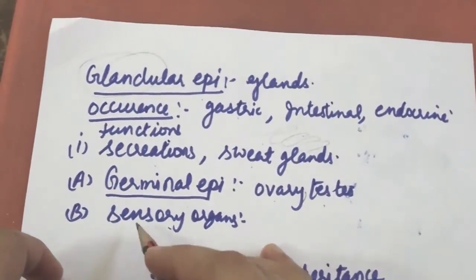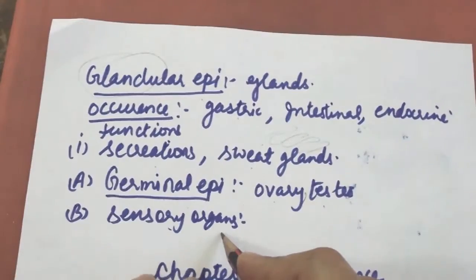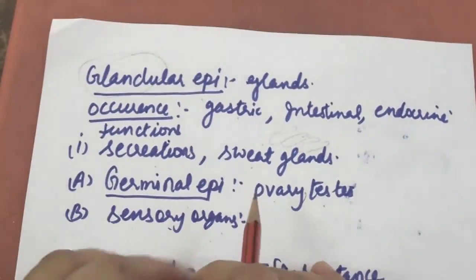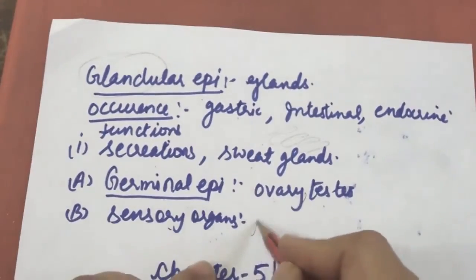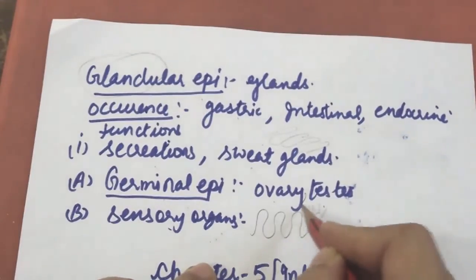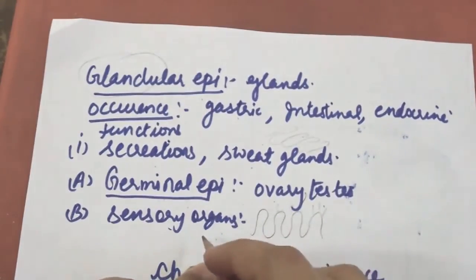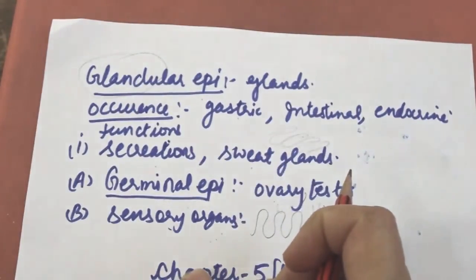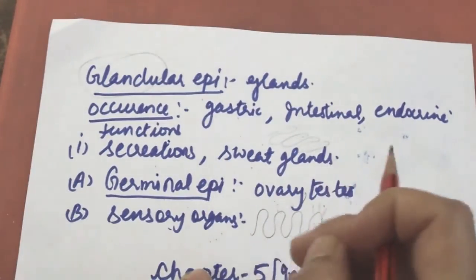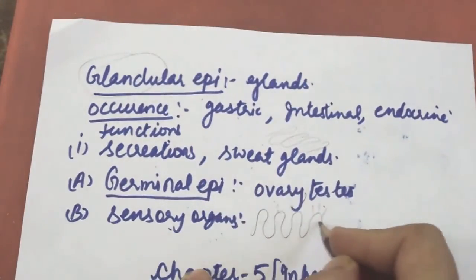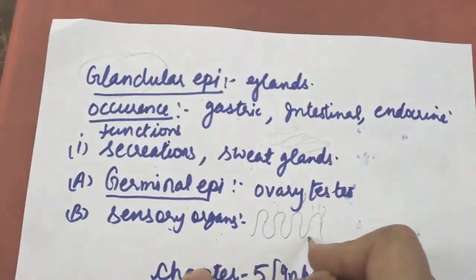Next is the sensory epithelium. These are found in the sensory cells. These are also called neuroepithelium. Sensory epithelium consists of specialized columnar cells having sensory hairs on their surface. Here there are hairs which sense. These hairs of the sensory epithelium pick up stimuli. For example, olfactory epithelium. What do they do in our nose? They help us in smelling. They are known as the olfactory epithelium.